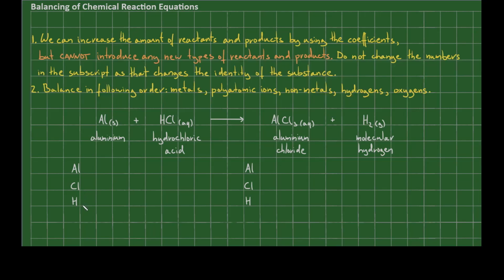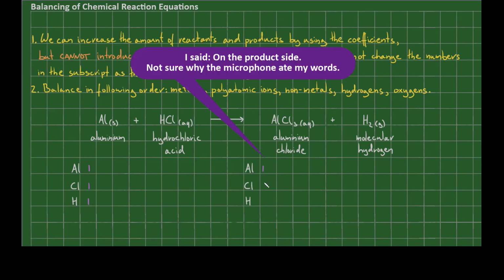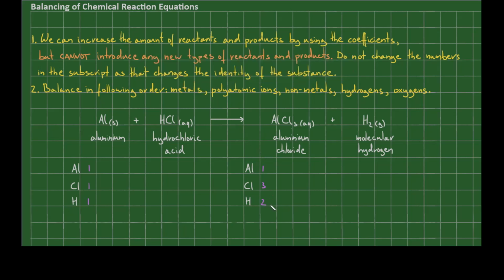How does this list help me? I'm going to start by giving the number of each atom present. On the reactant side, right now, I have 1 aluminium, 1 chlorine, and 1 hydrogen. On the product side, I have 1 aluminium, 3 chlorines, and 2 hydrogens. Aluminiums are already balanced, beautiful, but the chlorines are not. On the product side, I have 3, and on the reactant side, I have only 1. To fix that, I'm going to multiply hydrochloric acid by 3.